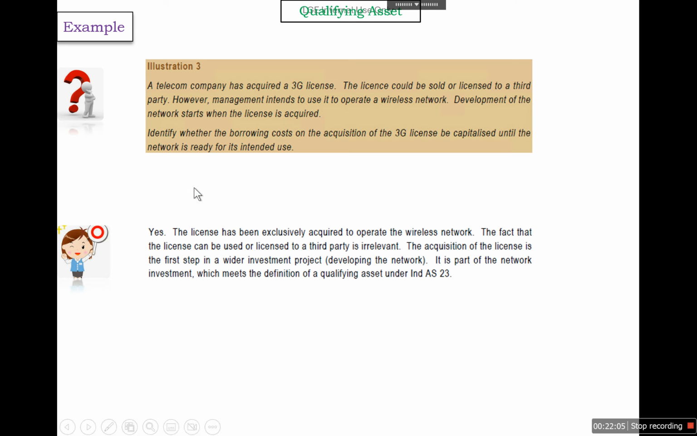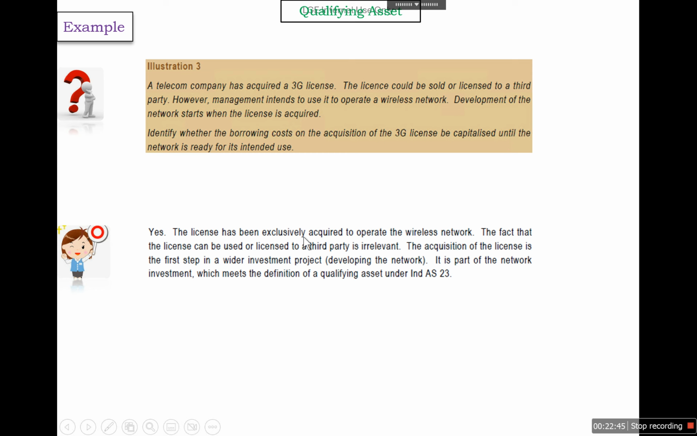So the purpose for which management intends to acquire the license was to operate a wireless network. And this wireless network is a qualifying asset. And a wireless network takes a substantial time. Development of the network starts when the license is acquired. So the purpose of acquiring the license is to operate a wireless network. So in this case, we can capitalize this as a borrowing cost.